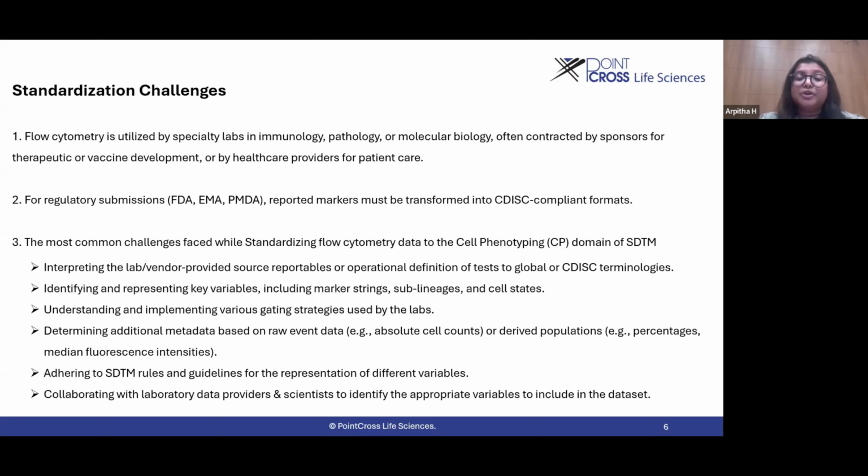And finally comes the cross collaboration between the lab scientists and the data providers to accurately identify which information of the assay has to be represented in the data sets. So these are the common challenges faced during the standardization process.